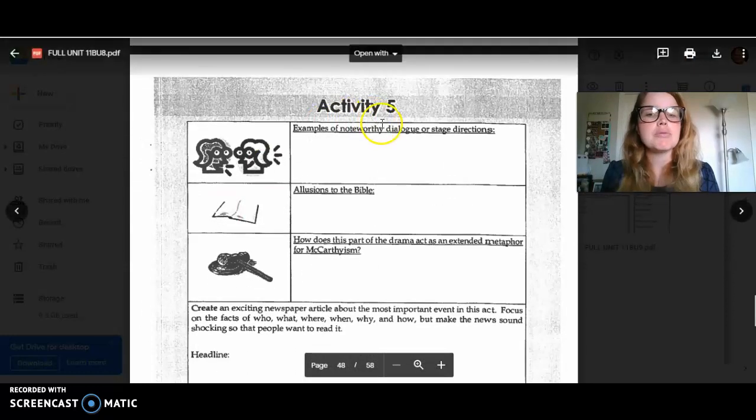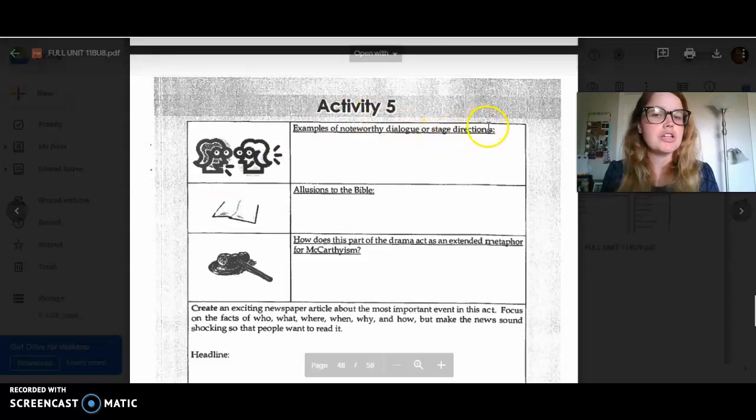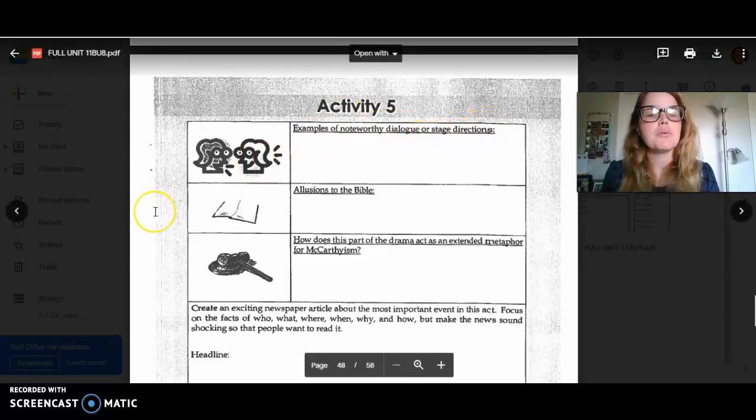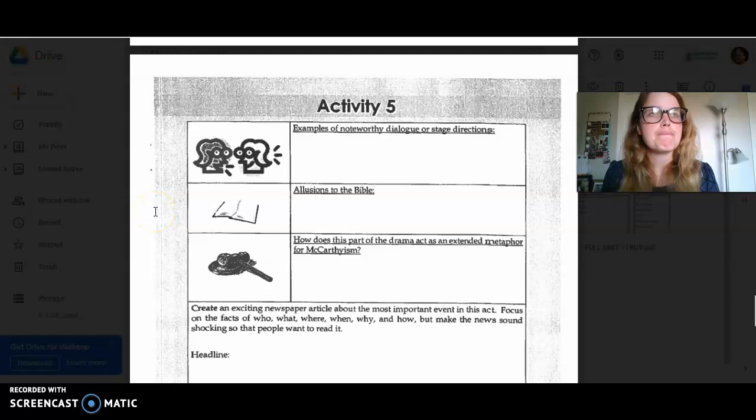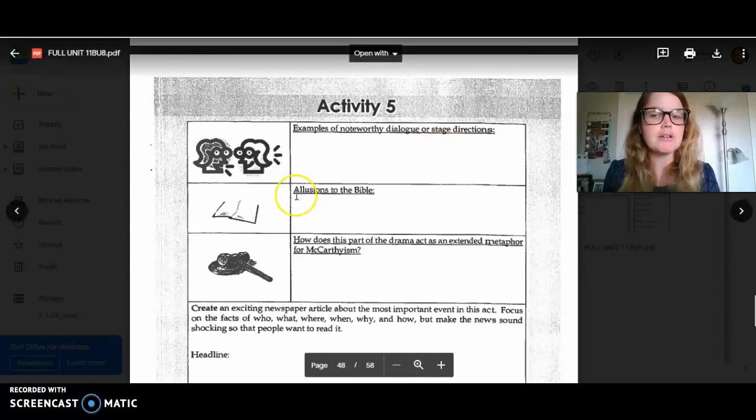Down here, examples of noteworthy dialogue or stage directions. So like when our main character accuses Tituba of being a Satan worshiper or whatever, that's probably notable dialogue, right? Put that there. If you see something in the stage directions that shocks you or makes you super interested in it, write that there.